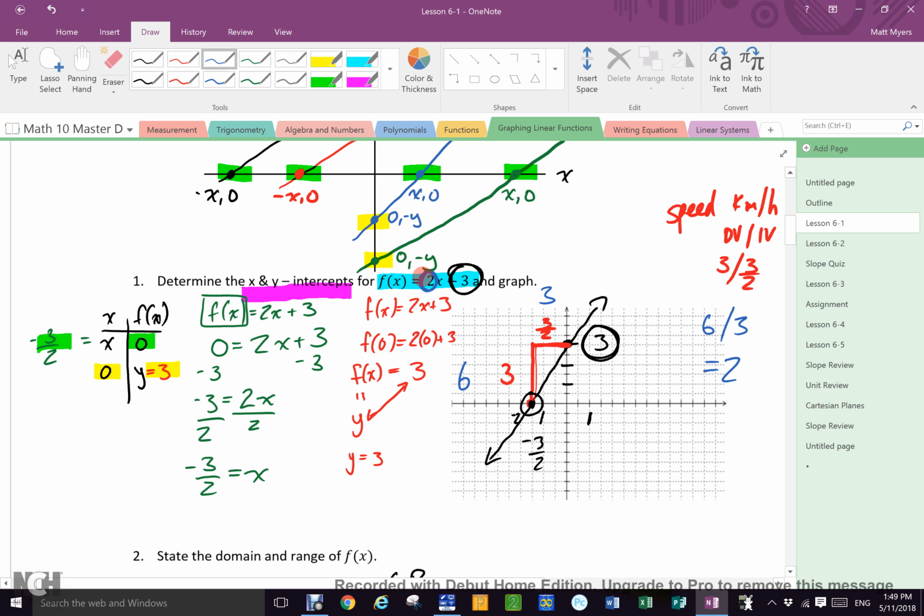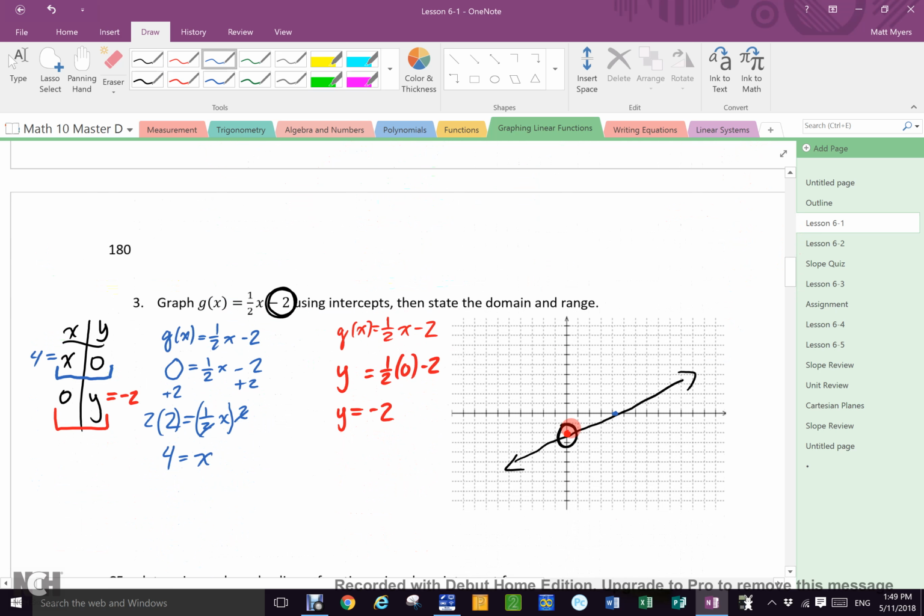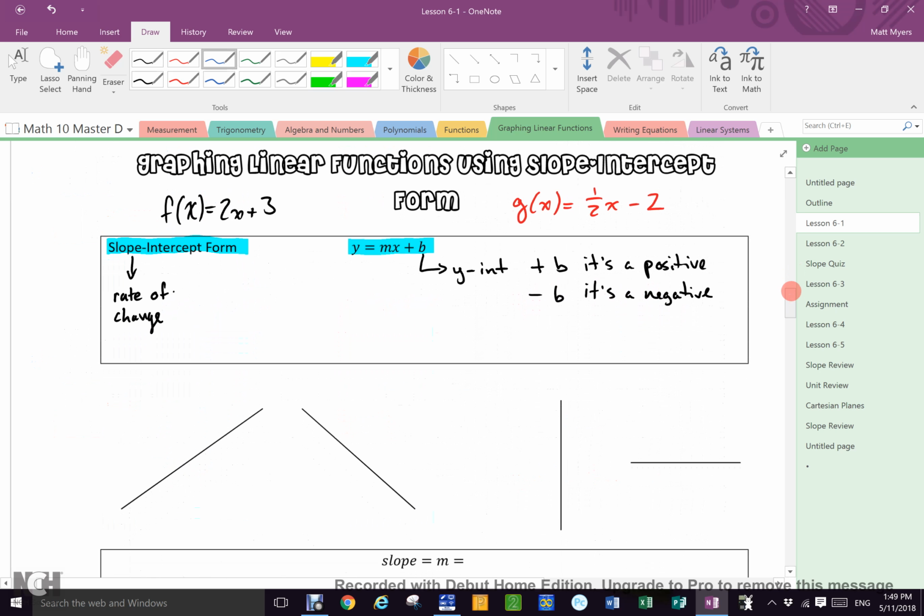2. Go to this one. How far up did I go? 2. How far that way? 4. 2 over 4 is 1/2. What do you see right there? 1/2. So what does the m give us? Not if it was distance and time, it would give us speed. But if it's not distance and time, it gives us our slope, which is our rate of change.